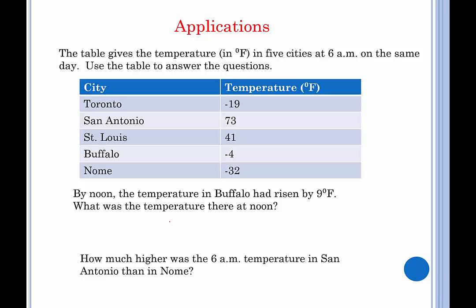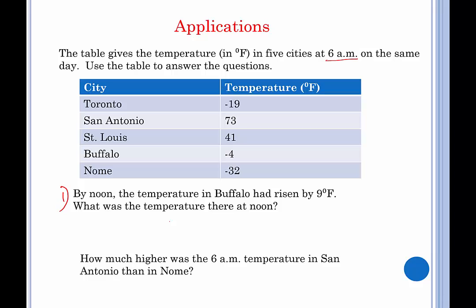In this video, we're going to look at the application problems for this lesson, and in our first one, we see a table of temperatures given in Fahrenheit for 5 cities at 6 a.m. on the same day. And we're asked to use the table to answer some questions. So we see the temperatures there, some are positive, some are negative.